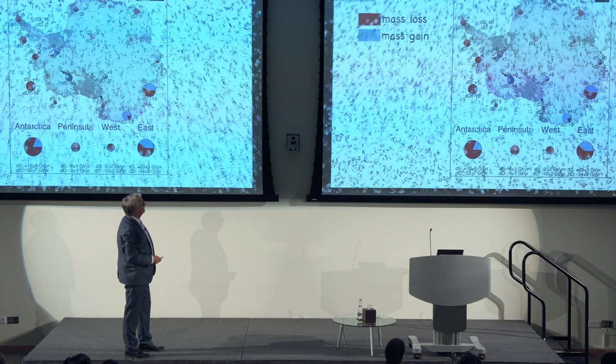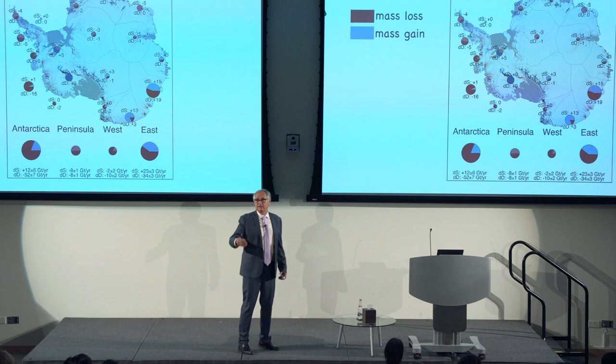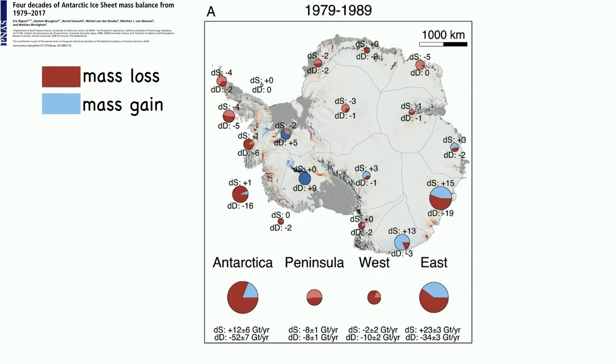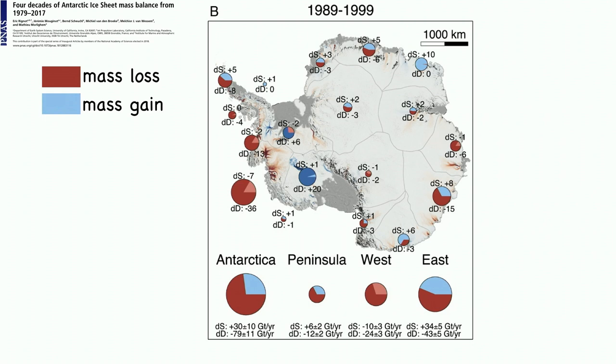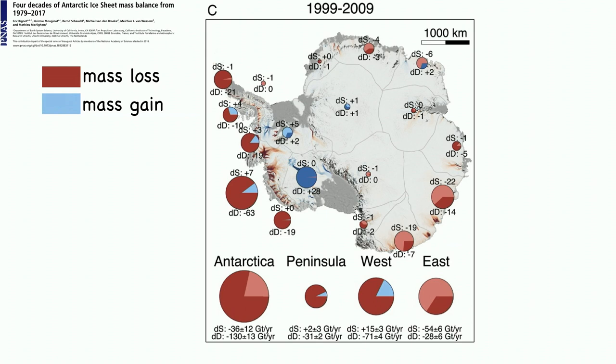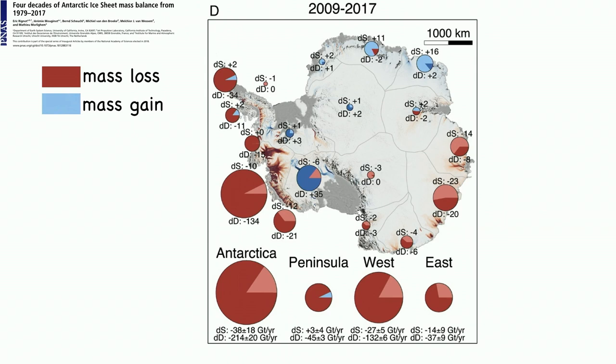How about Antarctica? I'm going to show you a series of four decadal snapshots. This is another one of these busy movies, but let's just take it apart. This pie chart says for all of Antarctica, this fraction lost mass and this fraction gained mass. This is one part of the Antarctic Peninsula and so forth, the west and east. This is the period 79 to 89. You with me? 89 to 99. The size of these circles indicates the total amount. 99 to 2009, 2009 to 2017. The Antarctic is losing ice at a phenomenally high rate.